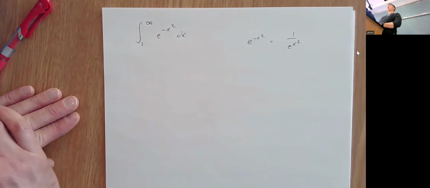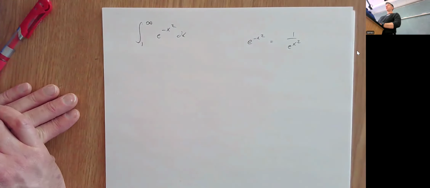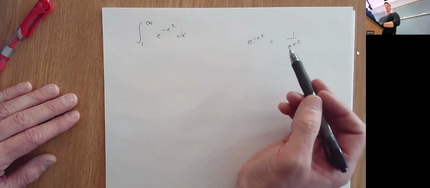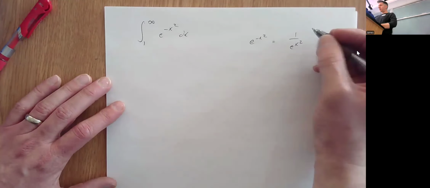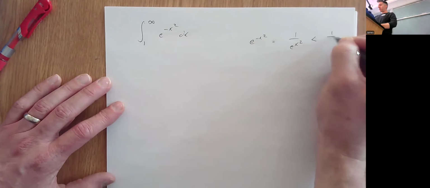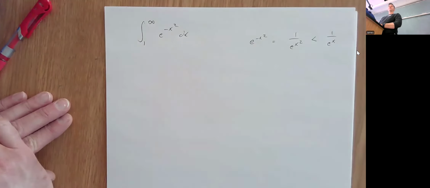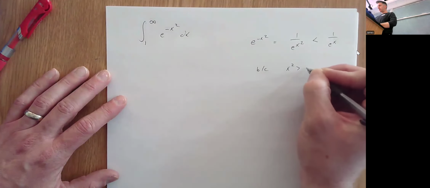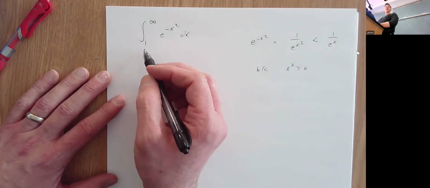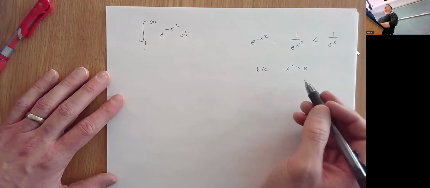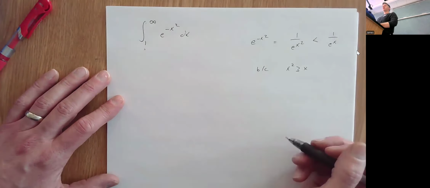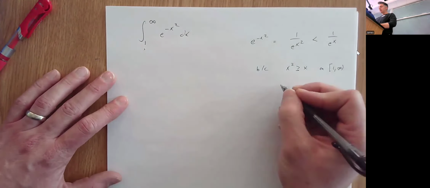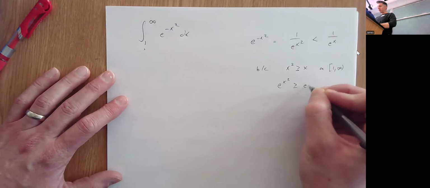And if I made the exponent smaller, I would make the fraction denominator smaller. I'd make the whole thing bigger. So I'm pretty confident that this is less than 1 over e to the x. Right? Because x squared is bigger than x, at least if x is bigger than 1, which it is, right? Our interval is from 1 to infinity. So x squared is bigger than or equal to x on the interval from 1 to infinity. So that means e to the x squared is bigger than or equal to e to the x.